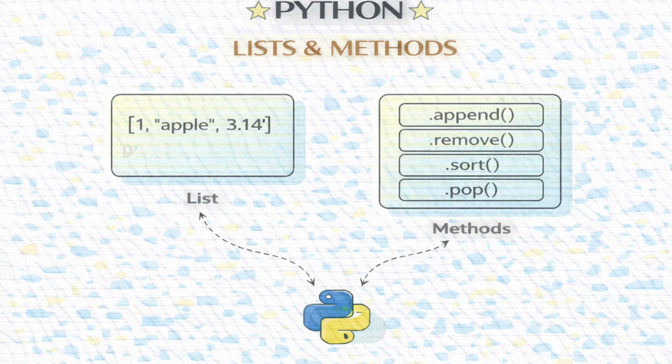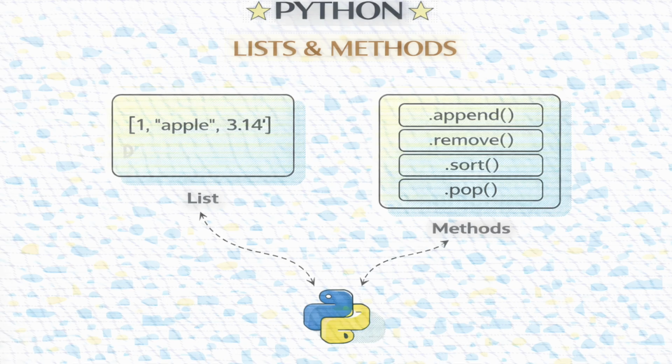Connecting lists to other data types. The relationship with strings is a big one. Oh, it's critical for data processing. You get a line from a file, it's just one long string. You use the .split method, and suddenly you have a list of words or values you can actually work with.